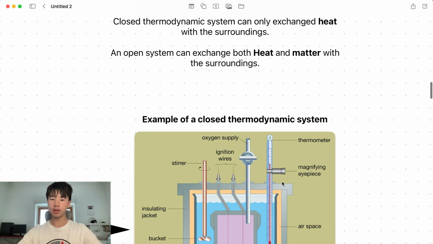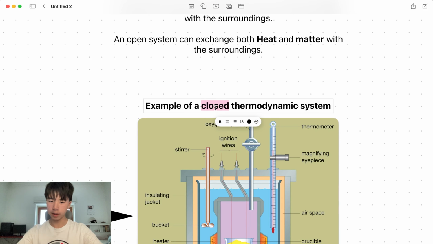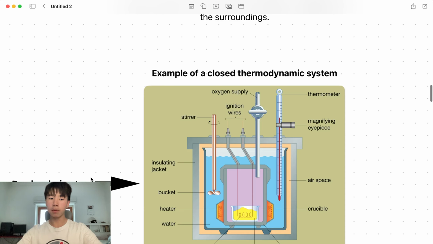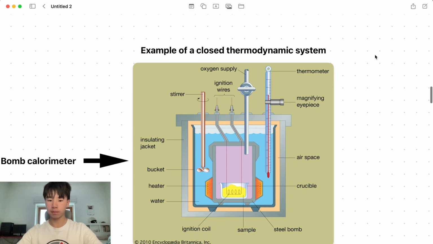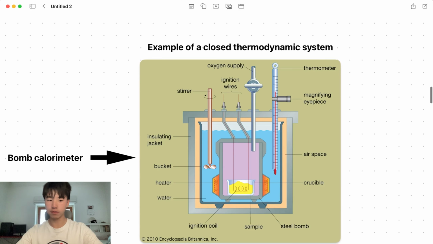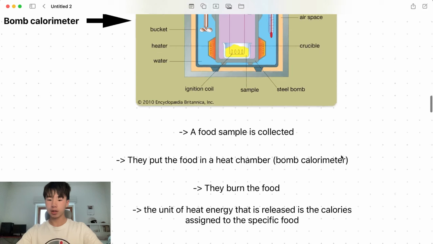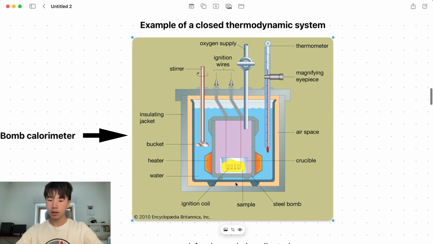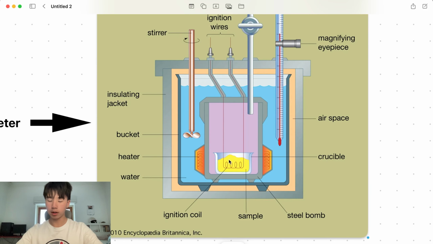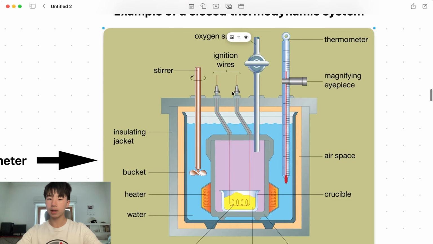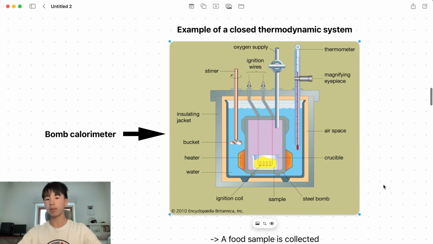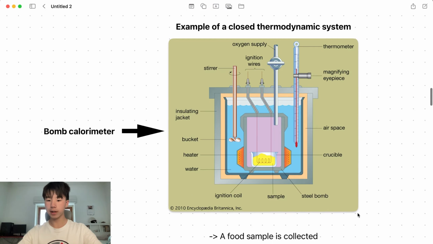This is an example of a closed thermodynamic system. It's a bomb calorimeter, and this is a great example because this is what scientists use to figure out the calories of foods. Basically, they put the food sample in this yellow section, heat the water up around it, combust the food, and look at how much heat energy is created. How much heat energy was created is the calorie.